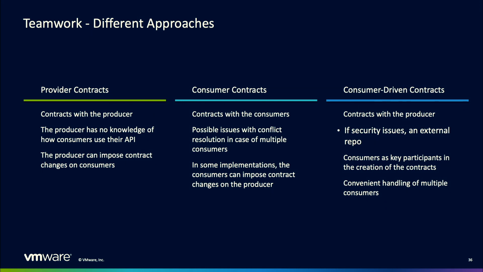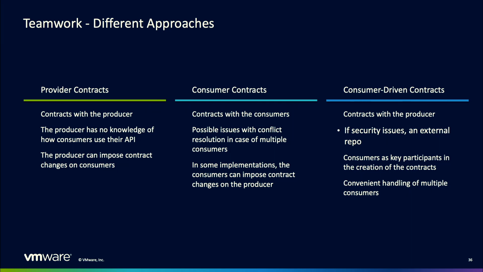Another more common scenario is consumer contracts, where the contracts are with the consumers, but the producer doesn't track them in a detailed way. For example, consumers can have different versions or want different versions. There can be conflicts. Or, in some implementations, consumers can break producers. Do we want this? Some people want this.